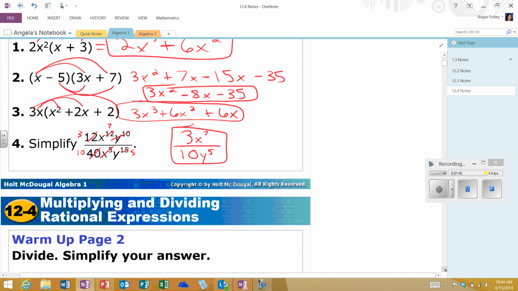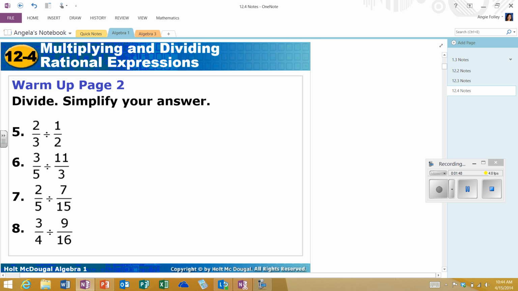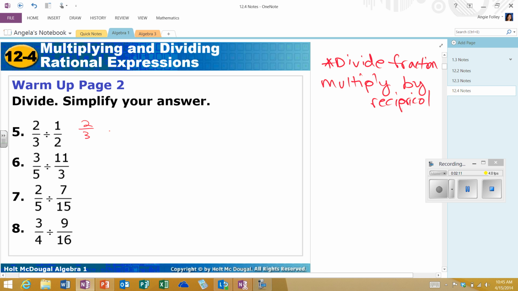Okay. Second part of the warm-up says to divide the fractions. Something we need to remember: when we divide a fraction, it is the same thing as multiplying by the reciprocal. Multiply by the reciprocal, and the reciprocal is just the flip. So 2/3 divided by 1/2 is the same thing as taking 2/3 times 2 over 1. So I just multiply across, I get 4 over 3.